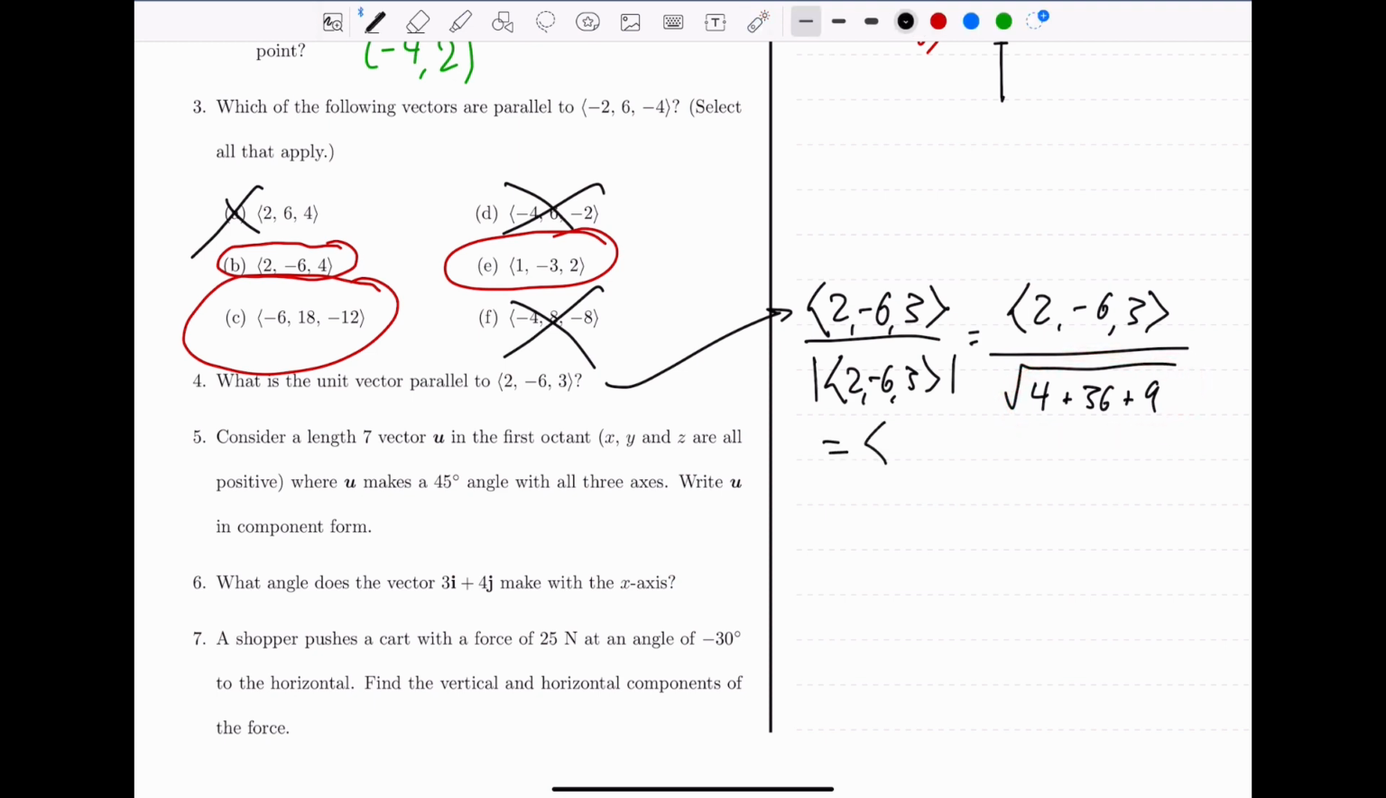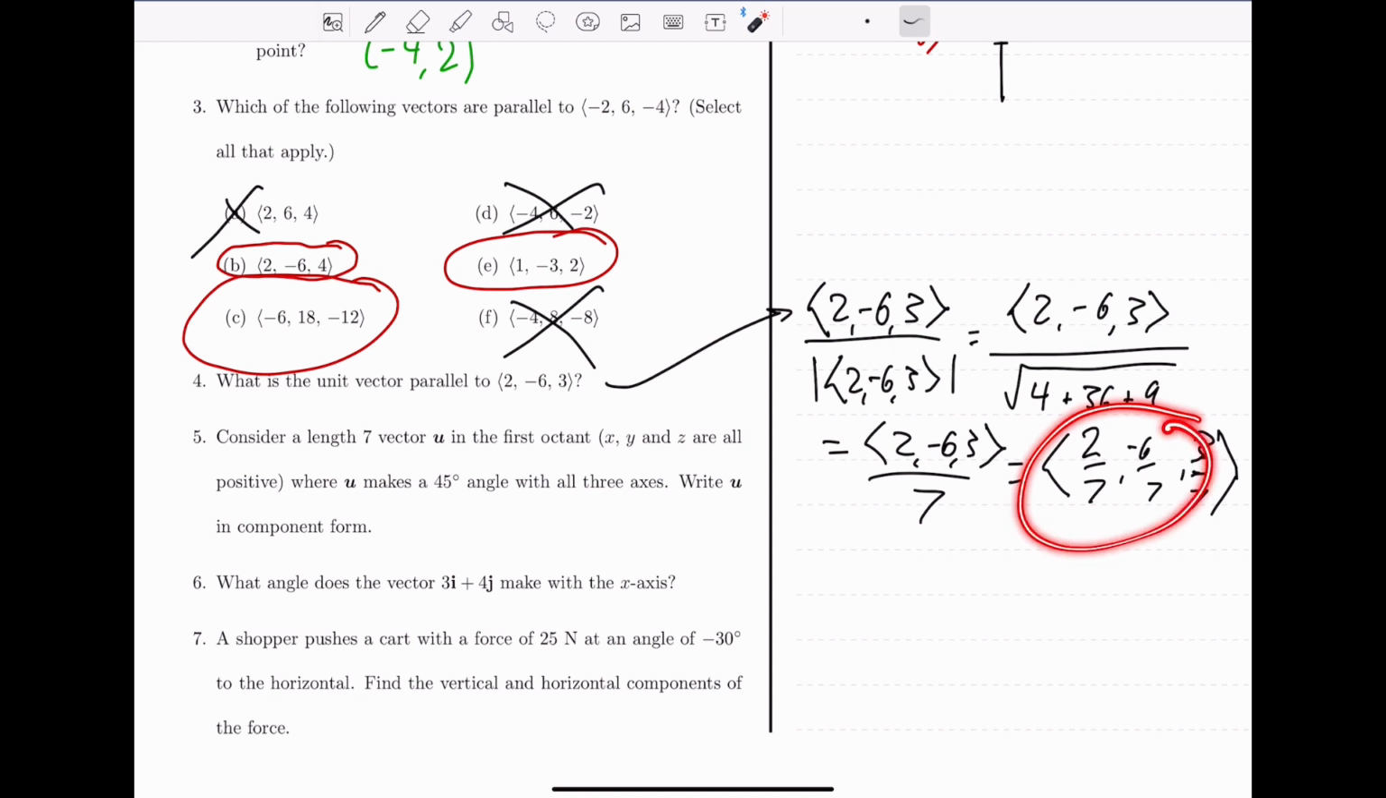After simplifying, we have 2, negative 6, 3, divided by 7, and we can write this all out if we think of distributing a 1/7 to all the components. So we'd have 2 over 7, negative 6 over 7, and 3 over 7. That is a unit vector. The length of that vector is 1, and it's parallel. It's in the same direction as the given vector. We know that it's parallel because it's just a constant multiple of the given vector. And if you check by taking the magnitude here, you'll find that the magnitude of this vector is indeed 1. It is a unit vector.